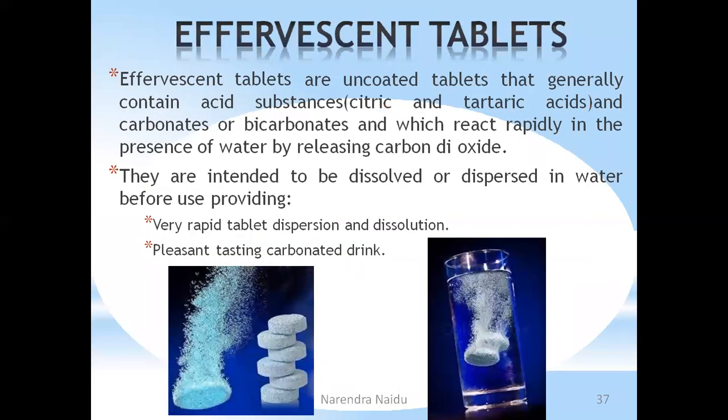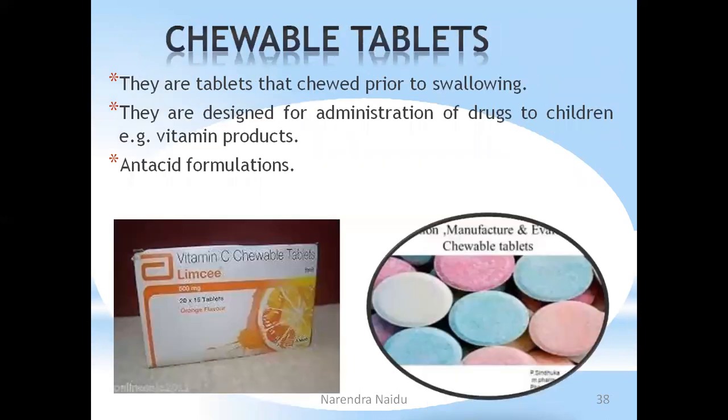Next one, effervescent tablets. See, effervescent tablets are uncoated tablets that generally contain two things: citric acid and tartaric acid. They also contain carbonates or bicarbonates. When you place these effervescent tablets in water, they immediately release carbon dioxide. Mainly some gas tablets are there which can be used for this purpose. So this type of tablets are called effervescent tablets.